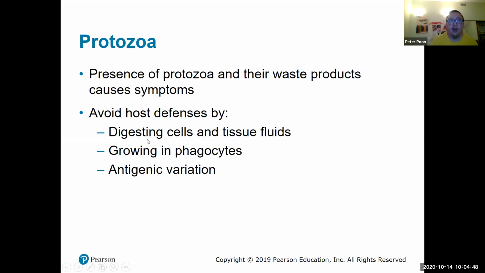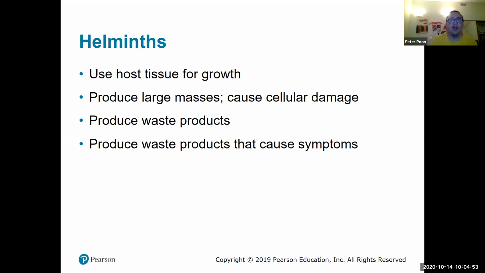Protozoans, like they said, have really strong energetic variation. Helminths use the host tissue for growth. They produce large masses, which cause cellular damage, waste products, etc.